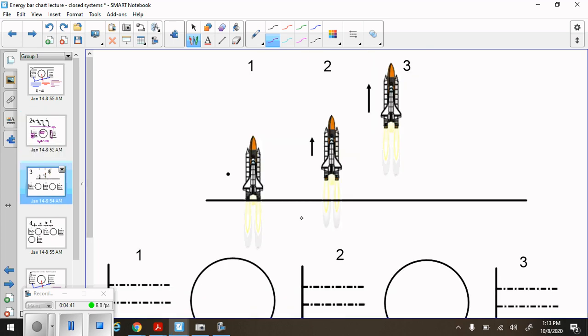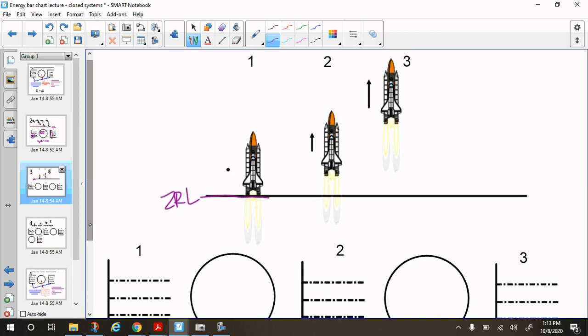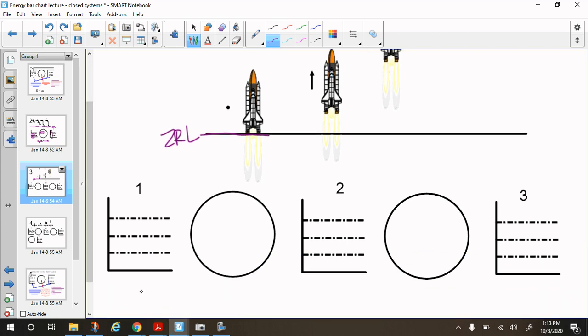Let's do another one. Here's a rocket taking off, and this rocket is here, it's not moving, it's on the ground. So I'm going to choose this as my 0 reference line, the ground. And then here it's moving and it's gotten higher, here it's moving and it's gotten higher. So where is that energy coming from when it takes off and it's going higher? That is chemical potential energy. So you have to deal with chemical potential energy conceptually, but not mathematically.